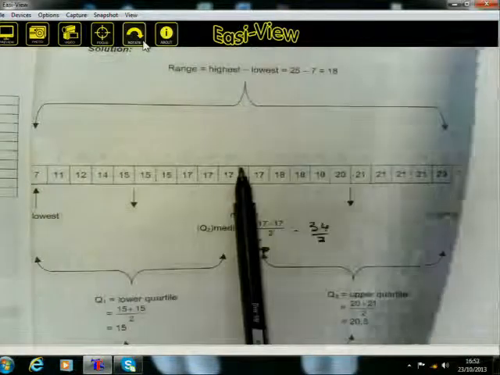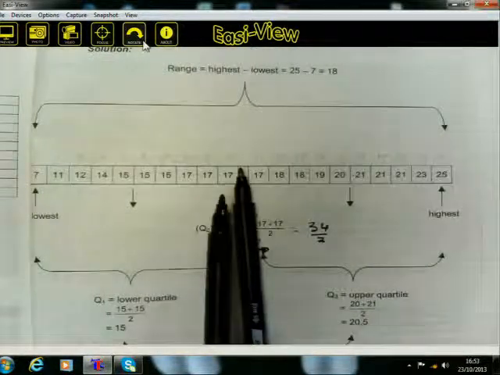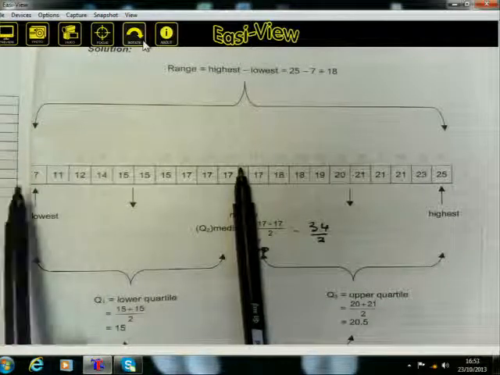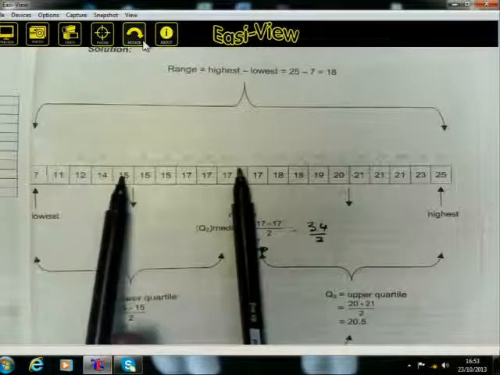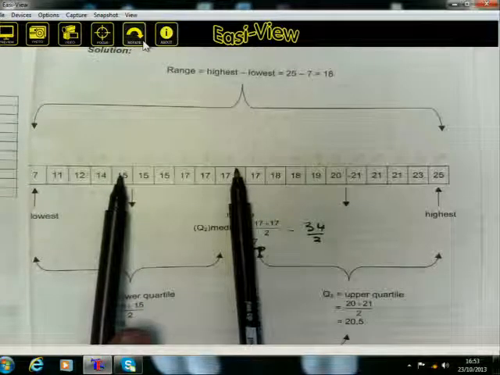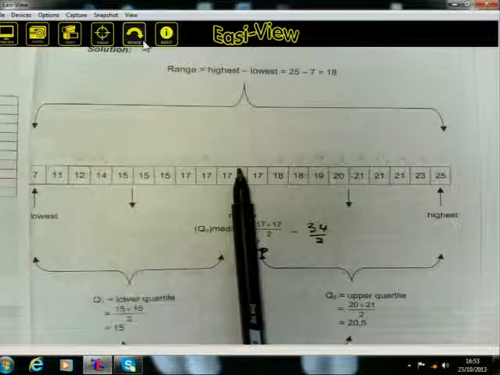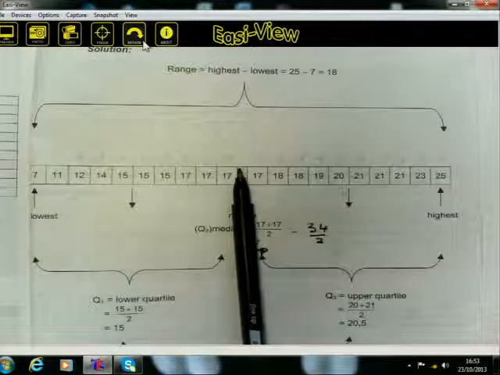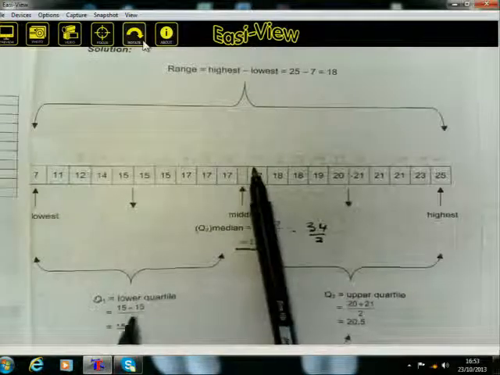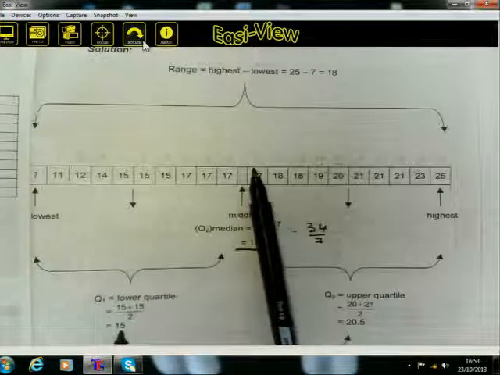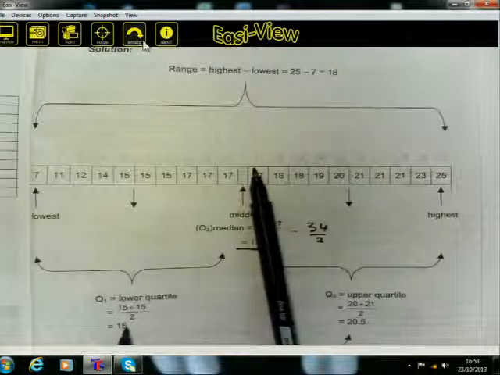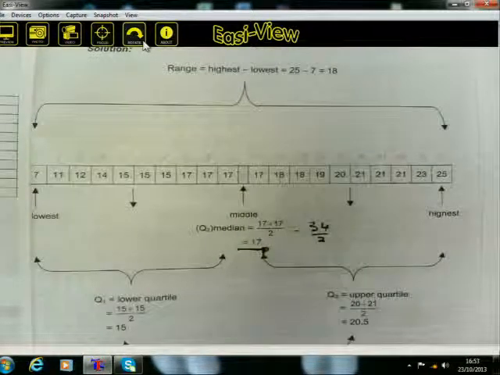Now, let's count. That means it must be number 5 and number 6. 1, 2, 3, 4, 5. That's 15. And number 6, 15. That means our lower quartile, or Q1, will be 15 plus 15 divided by 2. Do you see? Do you get the point now?